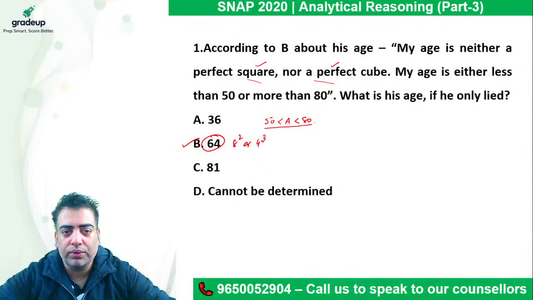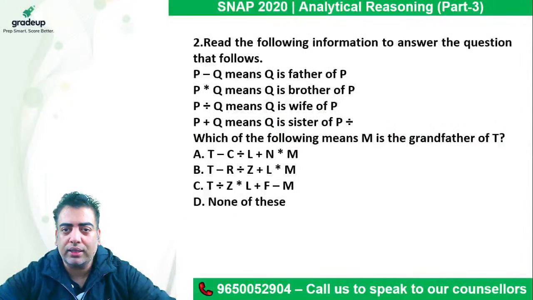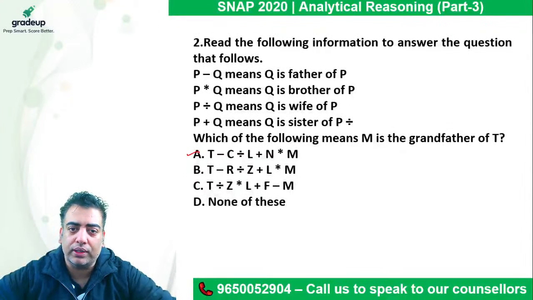Okay, so let's move on. In question number 2, he says, read the following information to answer the questions that follow. P minus Q means Q is the father of P, and all the information is given. In the end, he is asking which of the following means M is the grandfather of T. So we need to observe each and every statement individually. So let's study option A first.